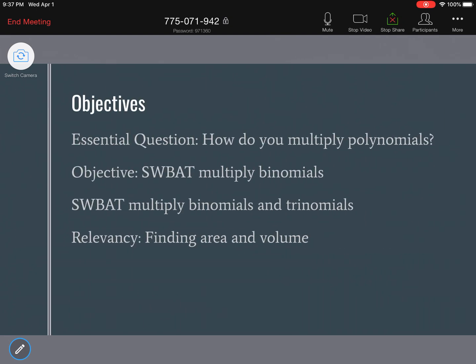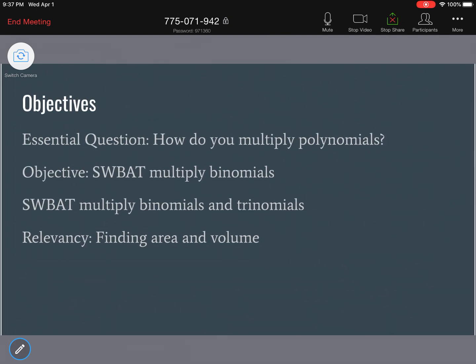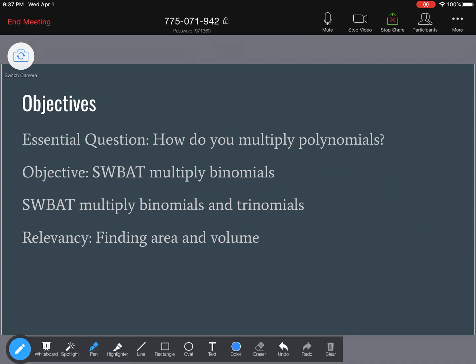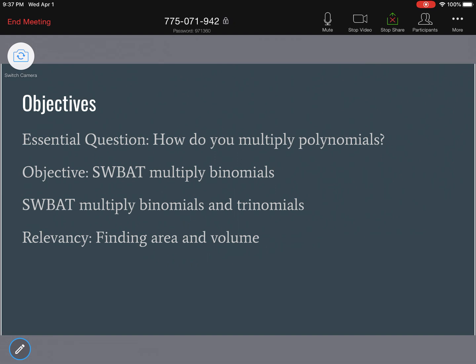And then hopefully we feel like we've accomplished our objectives today, that you can multiply binomials, a binomial times a binomial, and that you can multiply a binomial and a trinomial. And like I said, these help us find area and volume.